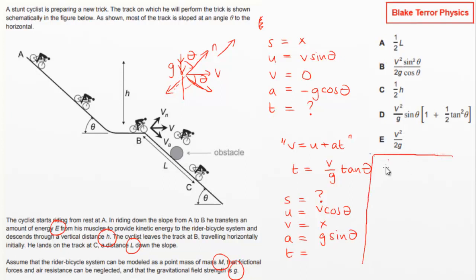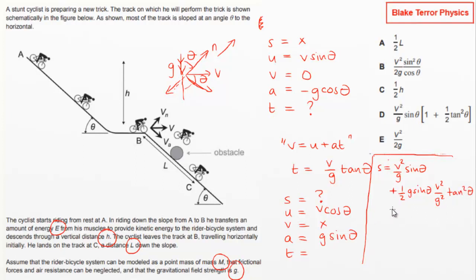So we're doing s equals ut plus a half at squared. So s is going to be u times t. So that's v squared over g. Tan theta times cos theta is sine theta. Then we've got to add on a half of a times t squared. I'll put this on a second line. So a half of a, which is g sine theta, multiplied by t squared. So that's v squared over g squared tan squared theta.